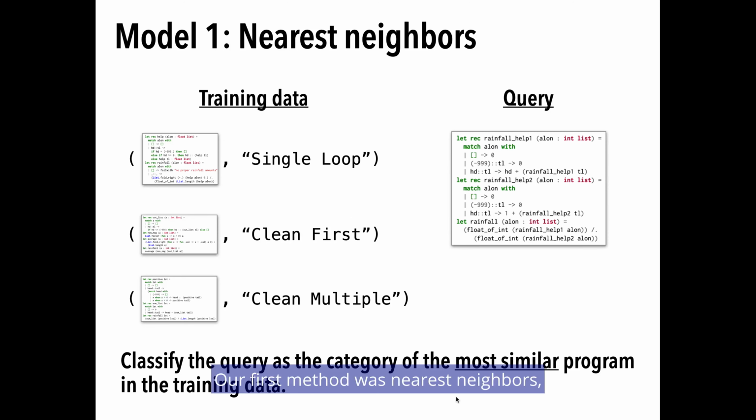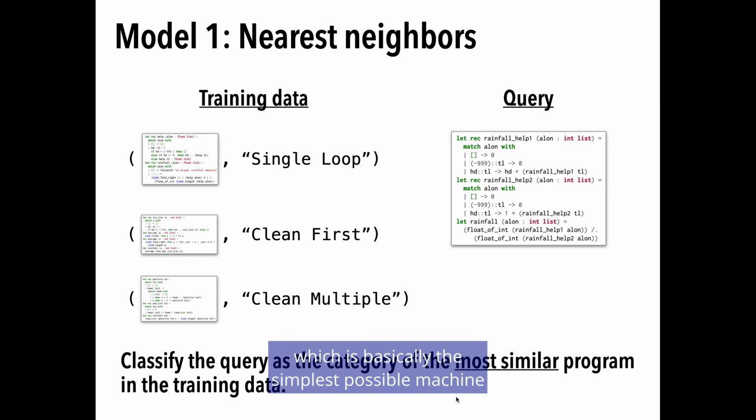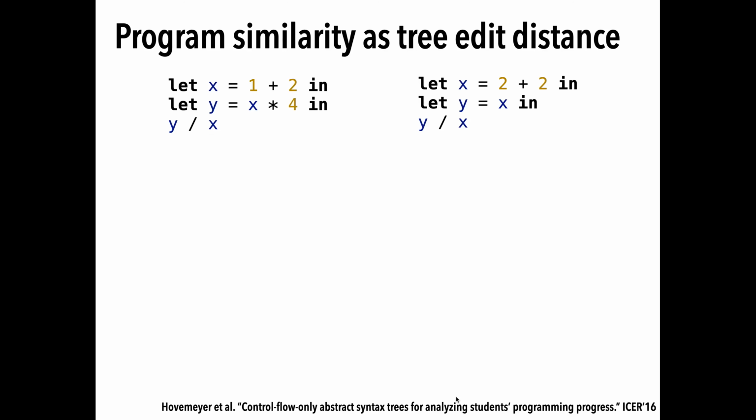Our first method was nearest neighbors, which is basically the simplest possible machine learning model you can imagine. Given a bunch of training data, i.e. pairs of programs and labels, and then given a query program, we classify the query as the category of the most similar program in the training data. Now, the key design decision is how we define most similar.